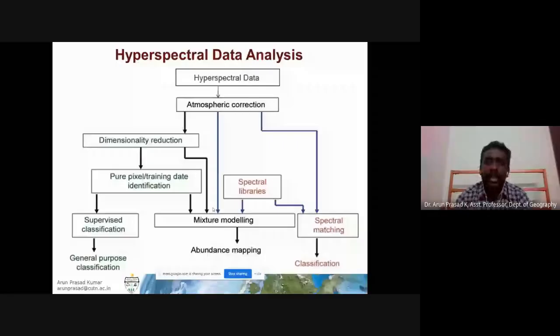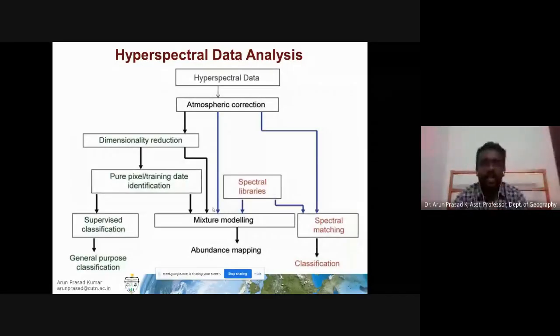So when you take hyperspectral data, in general we need to have an atmospheric correction. Then after atmospheric correction, we can do a dimensional reduction. As I told earlier, we have 240 plus bands, which means it is difficult to attain a number of pixels for classification. So you can extract useful bands out of the 240 bands. You can reduce the number of bands to 100 or 50, so that it would be much more useful. So data dimensional reduction may be done. And following that, you can do the supervised classification.